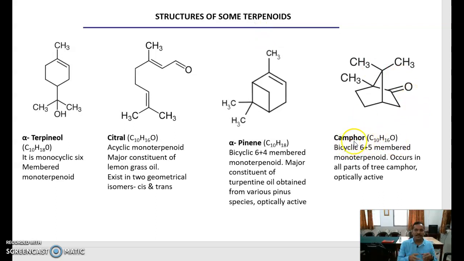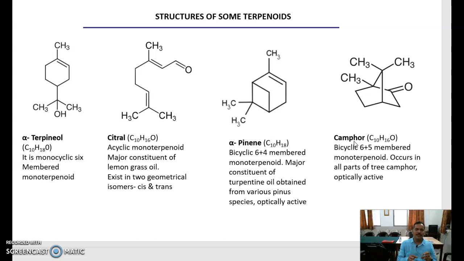And the final structure which is given over here is camphor. Its molecular formula is C10H16O. It is a bicyclic terpenoid having two rings. One is a 6-membered ring, another one is a 5-membered ring. It is a monoterpenoid. It occurs in all parts of the camphor tree. And another important thing to remember here is that it is also an optically active compound.